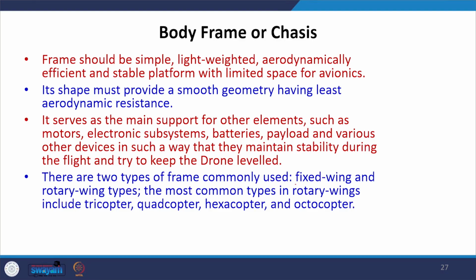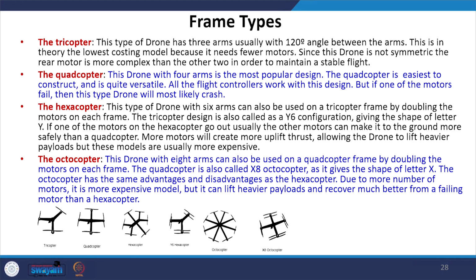There are two types of frames which are commonly used: fixed wing and rotary wing. So fixed wing and rotary wing, two types of frame systems are used, and the most common type is the rotary wing, which will include, for example, Tricopter, Quadcopter, Hexacopter and Octacopter. As you can see from their diagram also here, there are various types of frames.